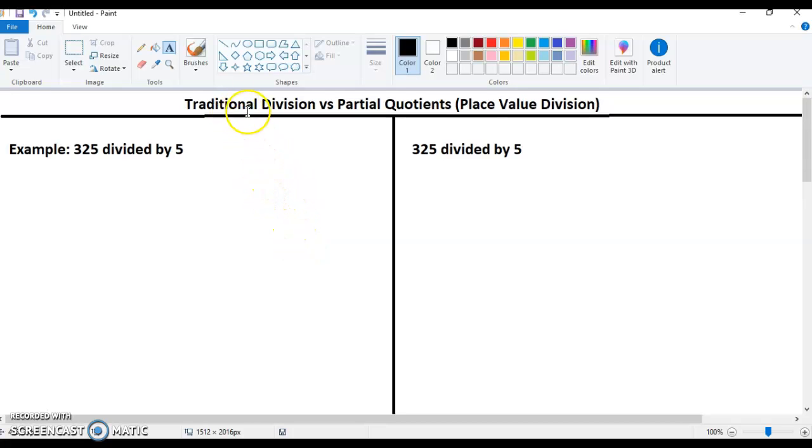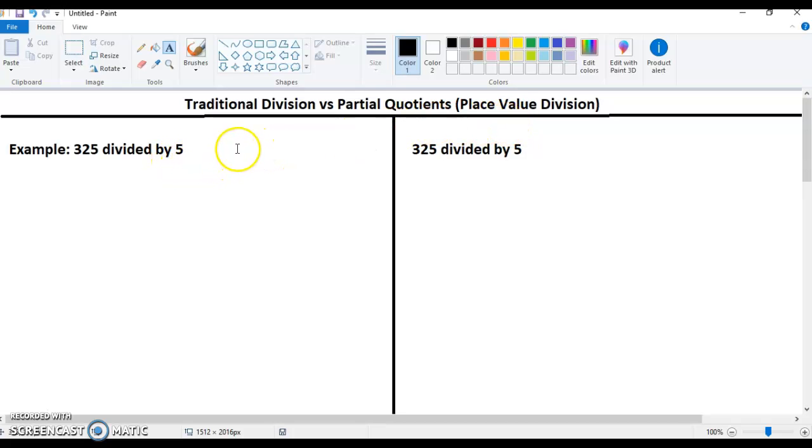For today's tutorial, my goal is to show you the difference between dividing numbers using two different methods. The first one is what I call traditional division, which is the method that I was taught when I was your age, versus partial quotients, which is more of a skill where we use place value as opposed to what I was taught growing up.